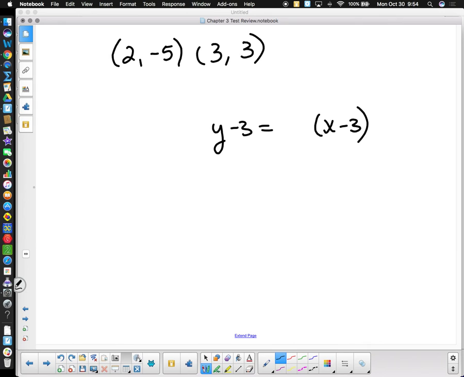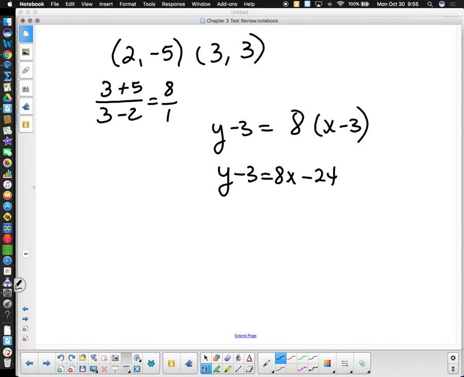Fantastic. But I do need to know what slope to put in there. How am I going to find slope? Formula, yeah. So 3 minus negative 5 over 3 minus 2. That's 8 over 1. Wow. It actually worked out nice. So y minus 3 equals 8x minus 24. So y equals 8x minus 21.